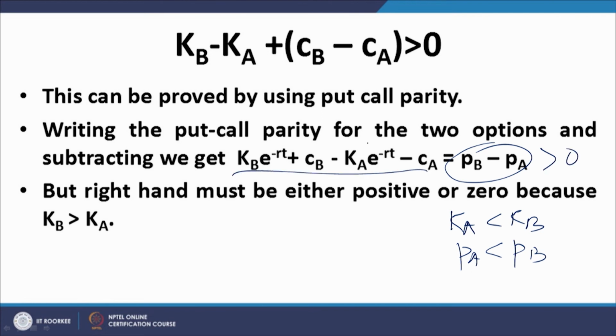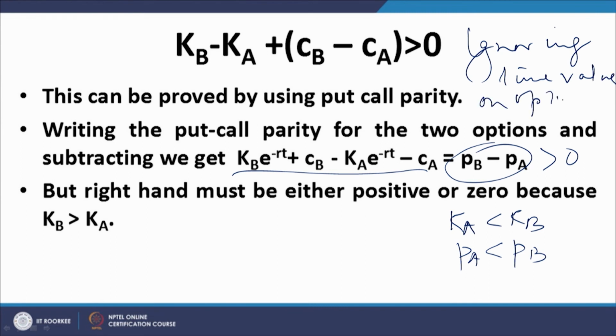Of course, we are ignoring the time value of money for the moment, because in the case of options it is insignificant, at least for short dated options. So, we have KB minus KA plus CB minus CA is greater than 0, on the basis of ignoring time value on option premia.